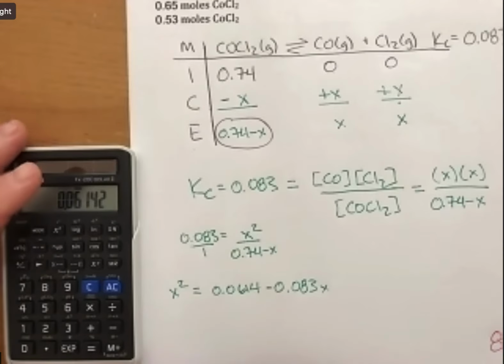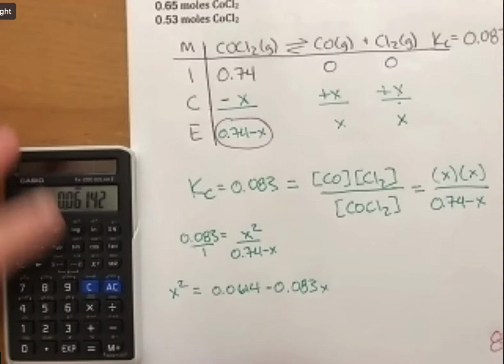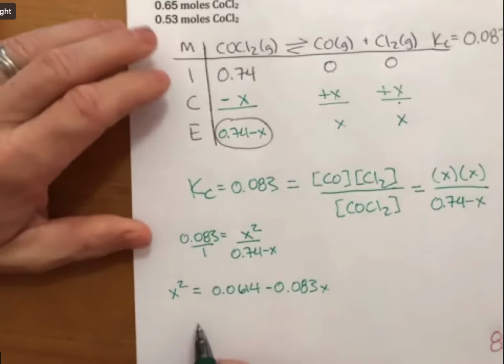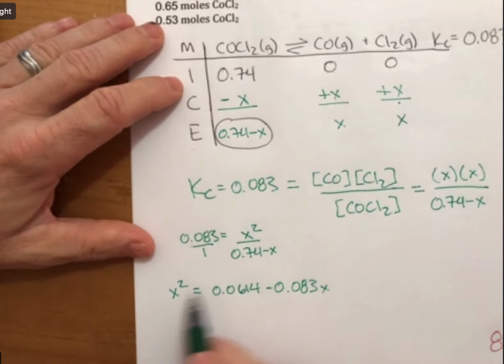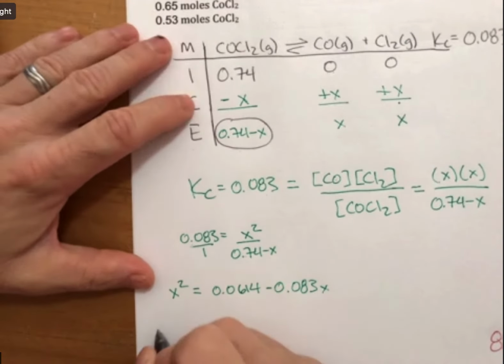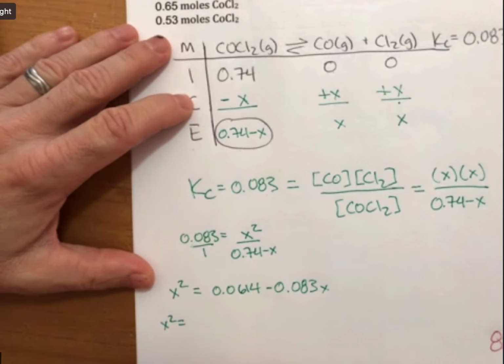Yes, we need to solve this using the quadratic equation. To solve this, we need to get everything on one side so that it's equal to 0. X squared, minus, well, plus, when I take this over to the other side, 0.083x minus 0.0614 equals 0.